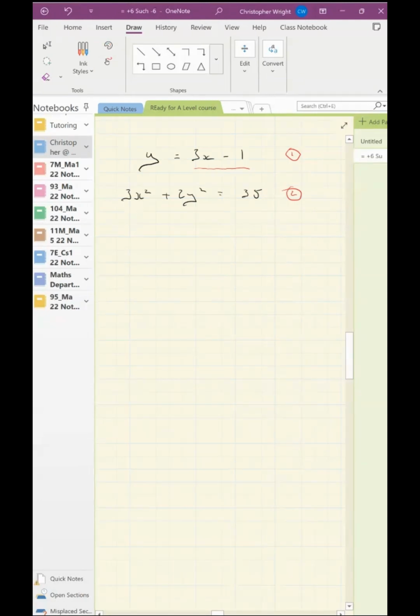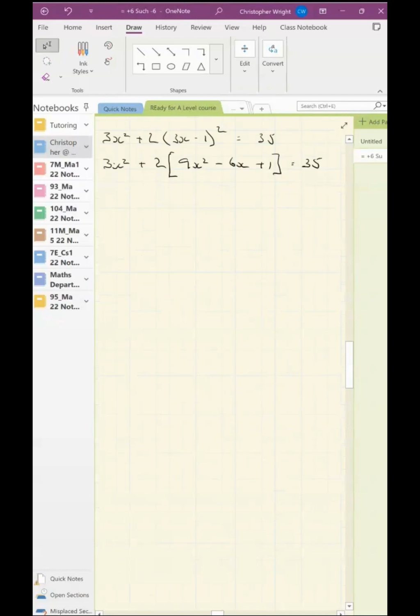Just don't mess it up. So it's 2 lots of y squared, and y squared is that equals 35. Right, the left-hand side I can simplify. You just need to be careful. 2 lots of, let's do a square bracket, 3x minus 1 all squared. 9x squared minus 6x plus 1. Don't mess it up. Equals 35.